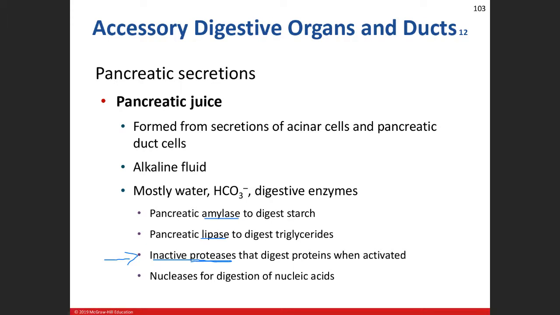All right. So a big component of our pancreatic juice is going to be water, and bicarbonate, that's going to help to neutralize the acidity of the chyme. Then our digestive enzymes here, and not to forget also, I didn't mention this, the nucleases, which are the enzymes that are going to help to break down nucleic acids, DNA, RNA.